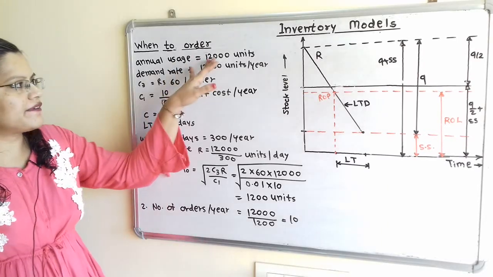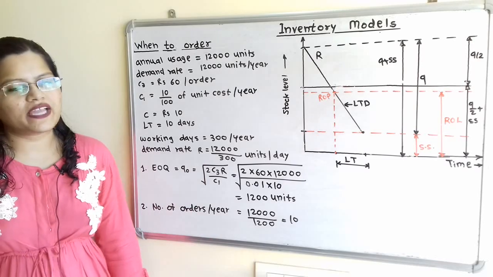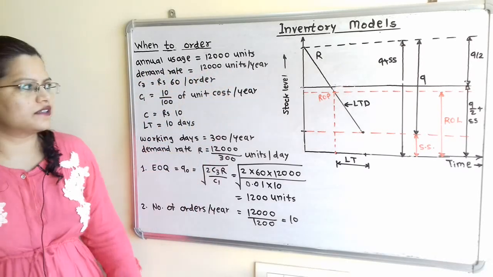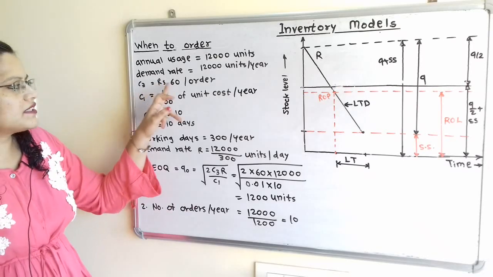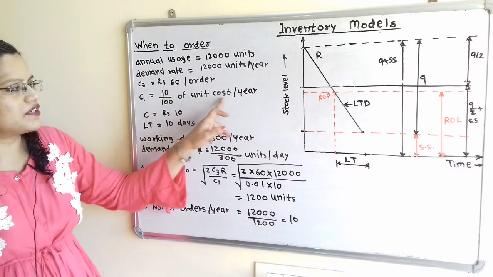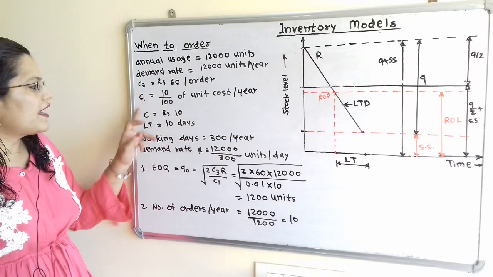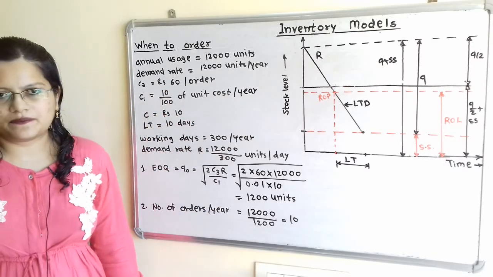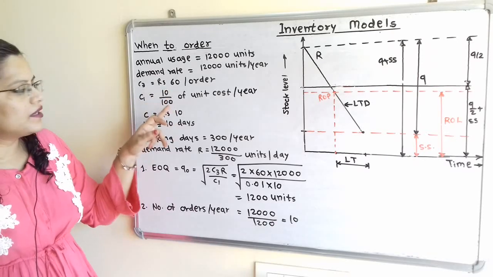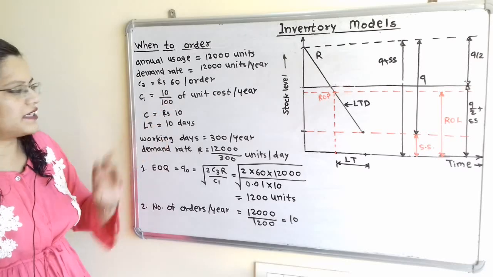Annual usage is given 12,000 units. So we can find out the demand rate, that is 12,000 units per year. Then ordering cost C3 rupees 60 per order, inventory carrying cost 10% of unit cost per year, and unit cost rupees 10. So how to calculate C1? That is 10 by 100 multiplied by C, that is 10.